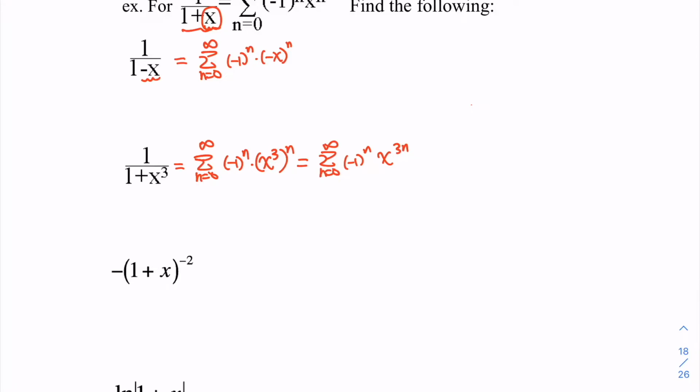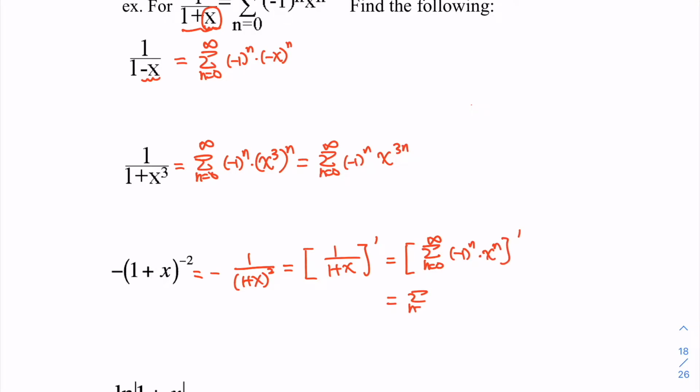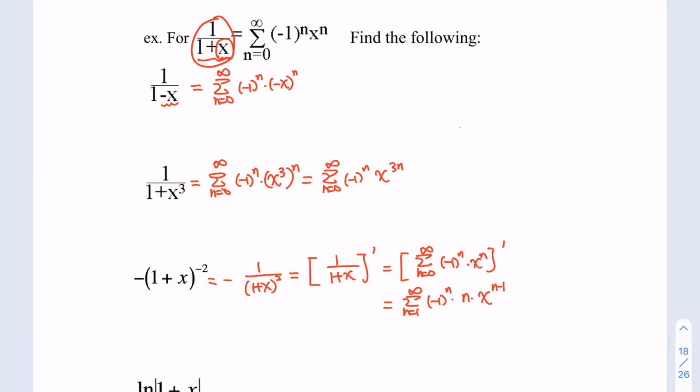So next problem, negative 1 over 1 plus x squared equals the derivative of 1 over 1 plus x. So this is the derivative of the original function. So we take the derivative of this function. We treat all the n's as constants. So this gives us negative 1 to the n times n times x to the n minus 1. The original series has r equal to negative x, so the absolute value of x is less than 1, x is between negative 1 and 1. Once it's open, all the derivatives stay open, and r stays the same.